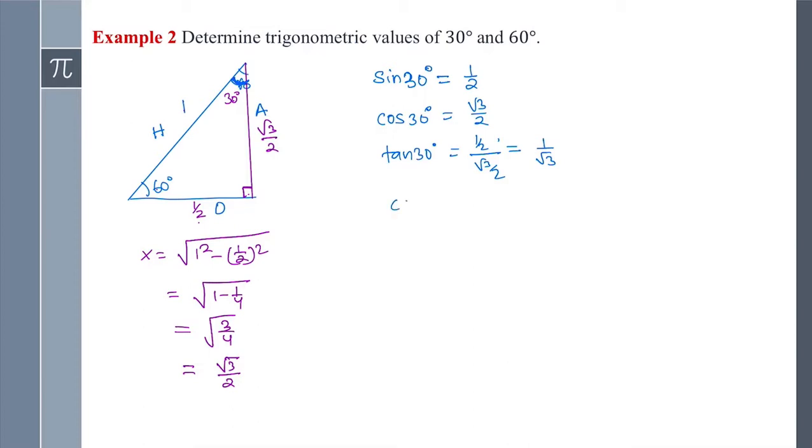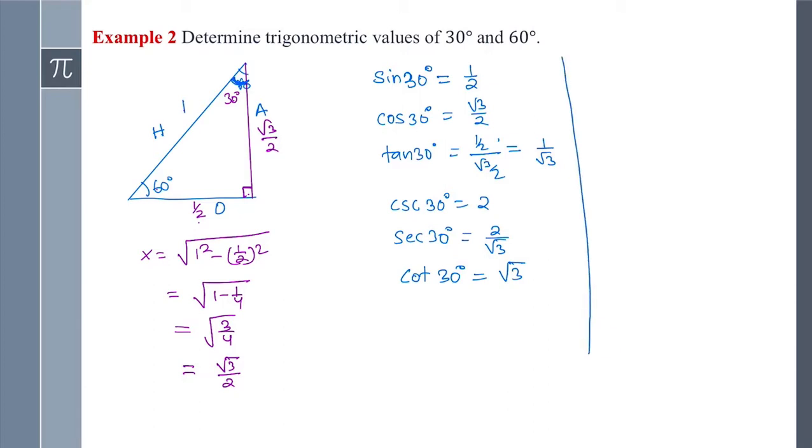Now, the cosecant of 30 degrees is just the reciprocal of sine, which is 2. Then secant of 30 degrees is the reciprocal of cosine, which is 2 over square root of 3. And then cotangent of 30 degrees is the reciprocal of tangent, which is square root of 3 over 1. So that is for 30 degrees.